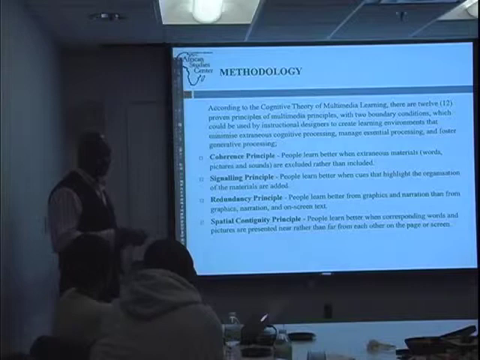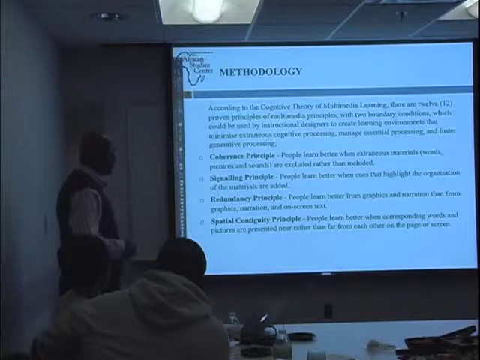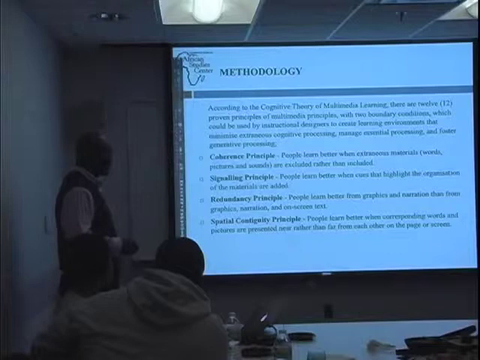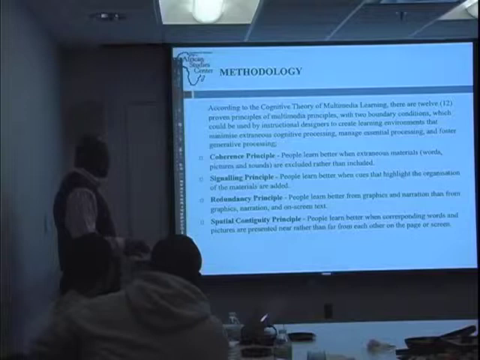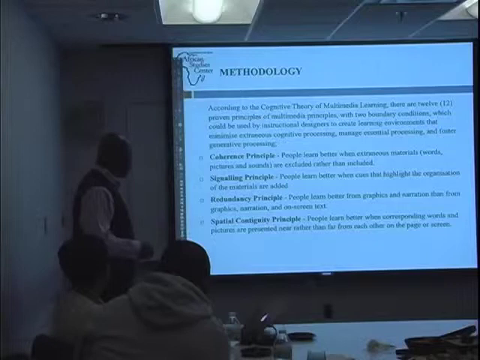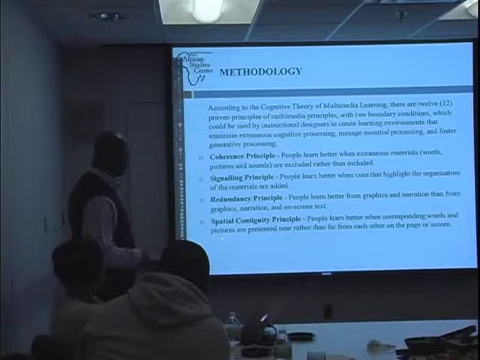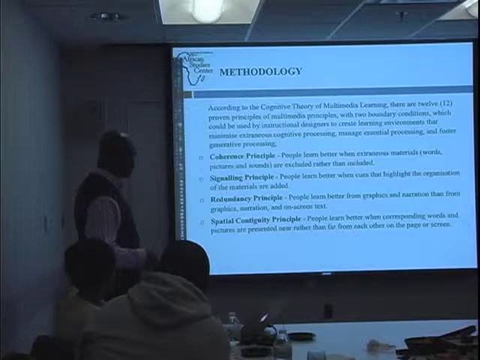They have the signaling principle, where we highlight the core materials that we want to transfer. The redundancy principle says that you limit the materials you put out there: people learn better from graphics and narration than from graphics, narration, and on-screen text. We have the spatial contiguity principle, which states that corresponding words and pictures presented near each other are better for people than when they are separated on the page or screen.